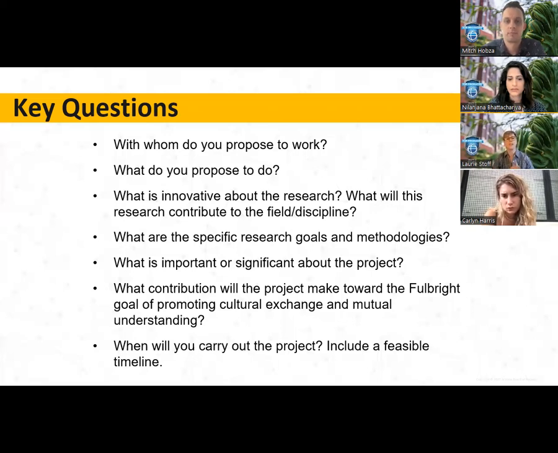Okay, so key questions. This is number one, very important. With whom do you propose to work? For the study research projects, you absolutely have to have some kind of affiliation with an individual or a lab or a group of researchers at an institution, a university, a nonprofit organization, whatever it is that you're proposing to do, wherever it is you're proposing to do the research. This needs to be established well before you submit the Fulbright application.